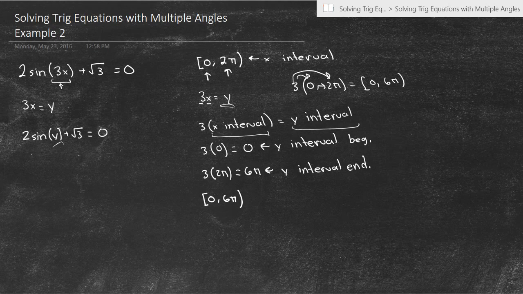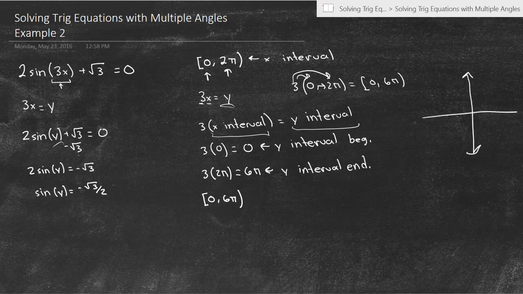So we know how to solve this. We isolate the sine first. So we're going to get 2 sine y equals negative square root of 3. Then we're going to divide by 2. So sine y equals negative root 3 over 2. And now I'm going to figure out what quadrants we're working with. We've got sine equals negative root 3 over 2.